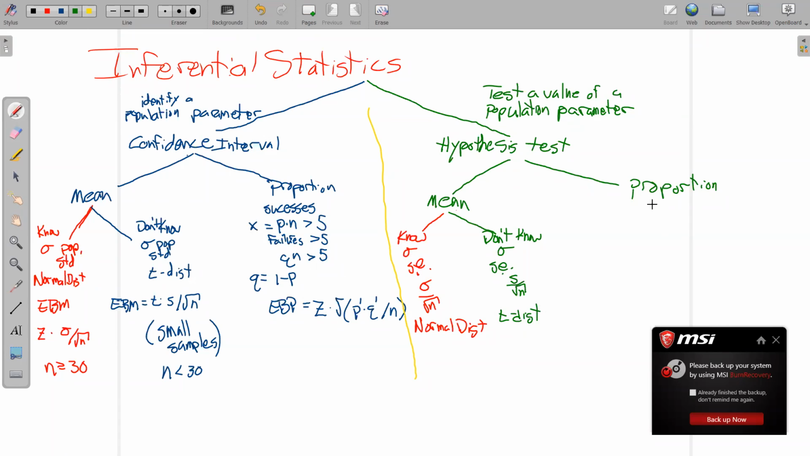Proportions, same rule over here, successes and failures have to be greater than 5. So as long as NP is greater than 5 and NQ is greater than 5, and again, these are successes and failures that are counted.